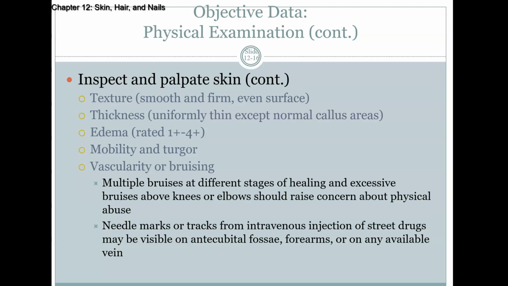Look for needle marks or tracks from intravenous injection of street drugs, and it may be visible on the antecubital fossa or forearms or any other available vein. Like I told you guys before, I've known people to inject in between their toes and stuff like that. So yeah, you need to be aware of those type of things.